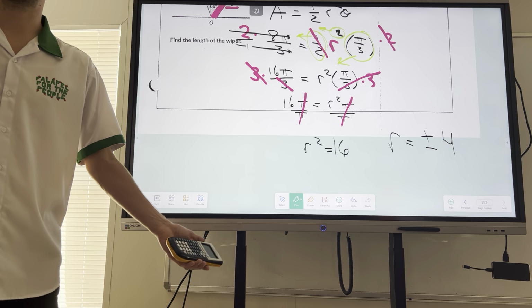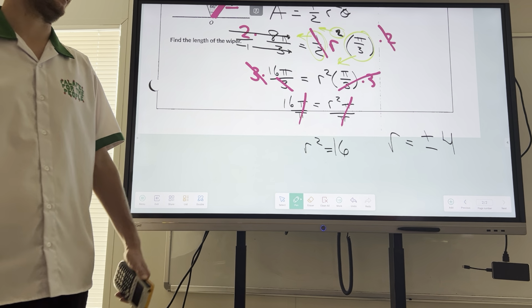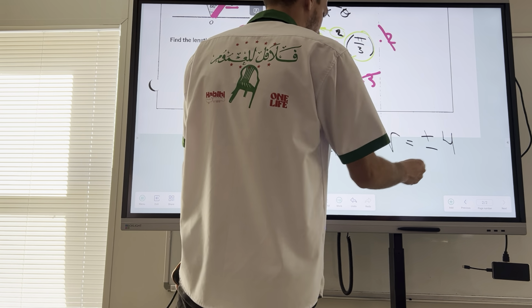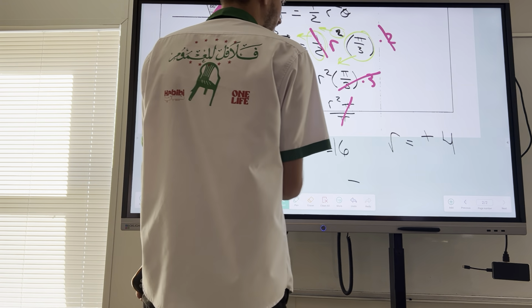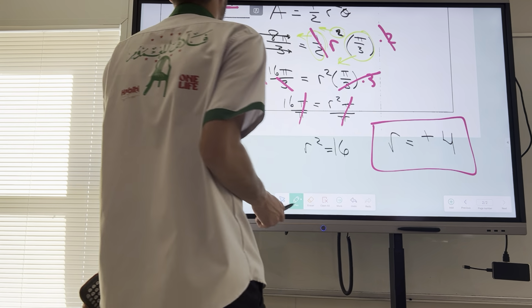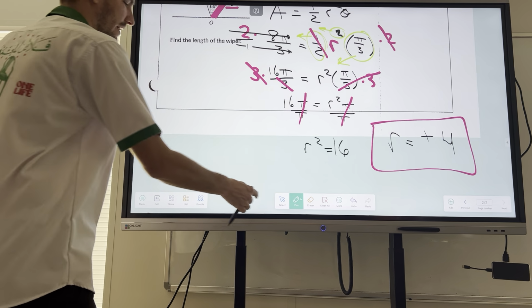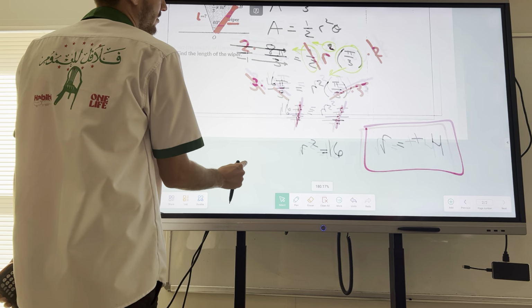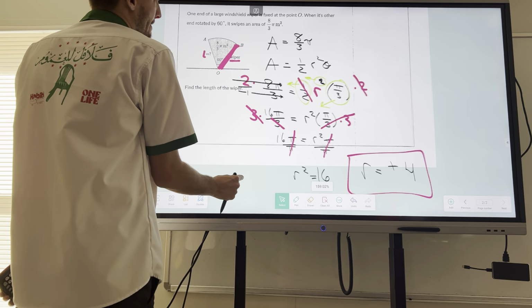Does it make any sense to have a windshield negative 4 meters long? Nah. The minus is done. We don't need the minus. Get rid of that thing. All right, there we go. There is the radius of the windshield wiper, and let's put some units on there. What are we doing? Meters.